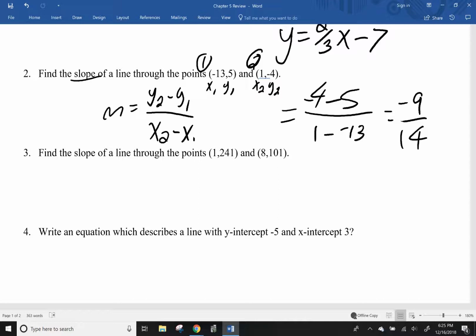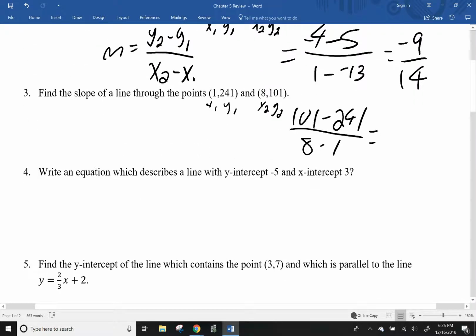So number 3, find the slope of the line through the points. Same thing as the last one, so we'll call this x1 y1 and this x2 y2. So this would be 101 minus 241 over 8 minus 1, which, I mean, I'll let you guys do the numbers on that one. I mean, you get the point.